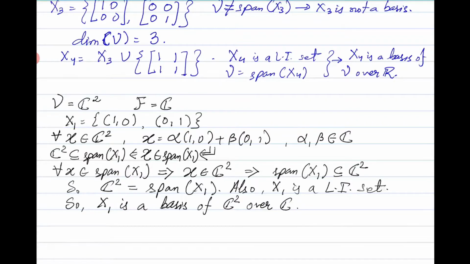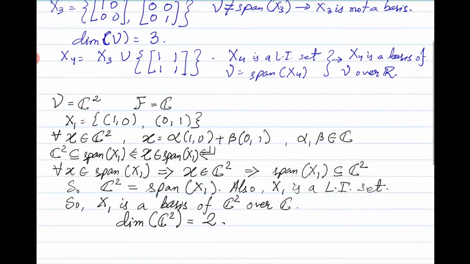From here, what do you conclude about the dimension? The dimension does not change irrespective of the basis. So you have already found one basis. As per this basis X1, the dimension of C2 is 2, right? So other bases that you would find will always have two vectors.